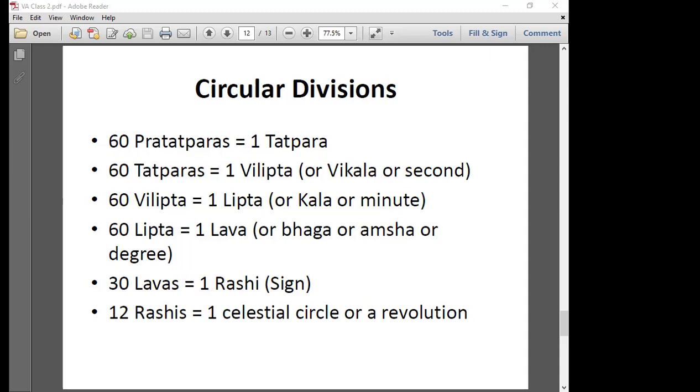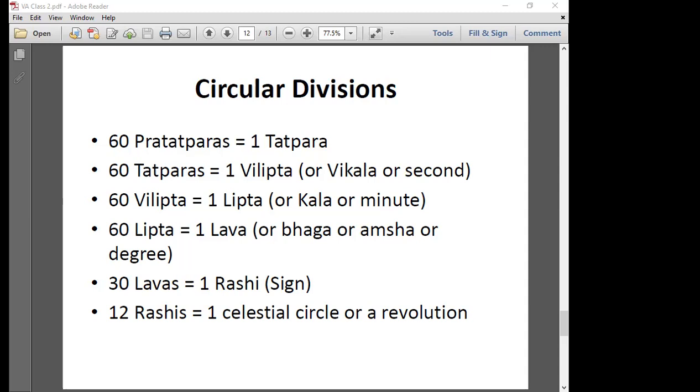The first hora starting from sunrise belongs to the lord of the day itself, and subsequent horas will follow in that order which I mentioned. Again, this is very, very important to memorize: Saturn, Jupiter, Mars, Sun, Venus, Mercury, Moon.